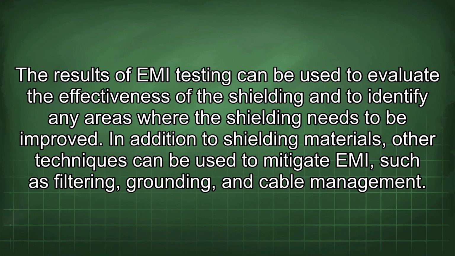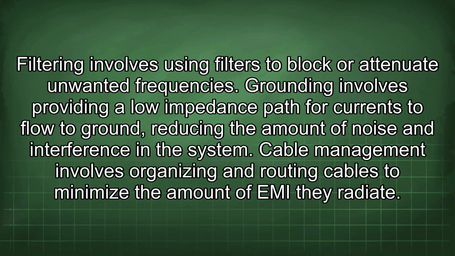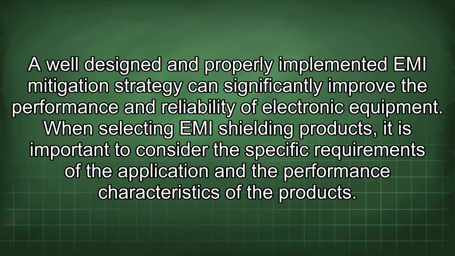In addition to shielding materials, other techniques can be used to mitigate EMI, such as filtering, grounding, and cable management. Filtering involves using filters to block or attenuate unwanted frequencies. Grounding involves providing a low impedance path for currents to flow to ground, reducing the amount of noise and interference in the system. Cable management involves organizing and routing cables to minimize the amount of EMI they radiate. A well-designed and properly implemented EMI mitigation strategy can significantly improve the performance and reliability of electronic equipment.